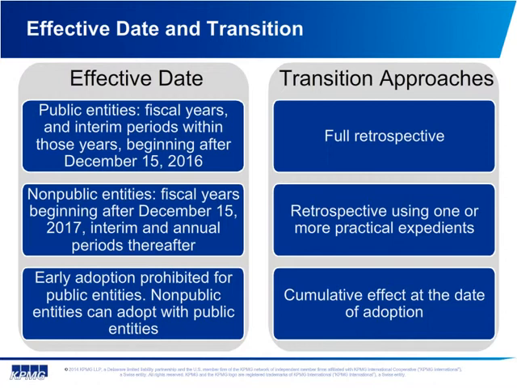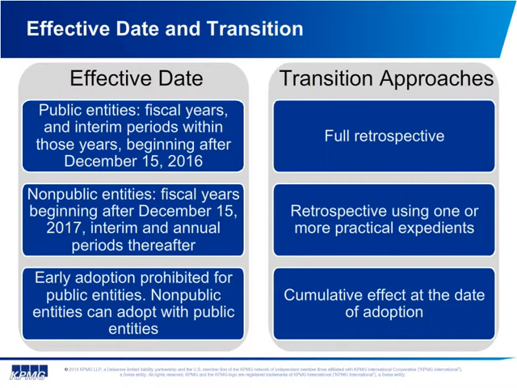First, there's a full retrospective. This is where an entity would recast all contracts for all prior periods presented in the financial statements. The second approach is like the full retrospective approach, but uses one or more optional practical expedients provided in the new standard. For example, an entity would not have to recast contracts that began and ended in the same year.